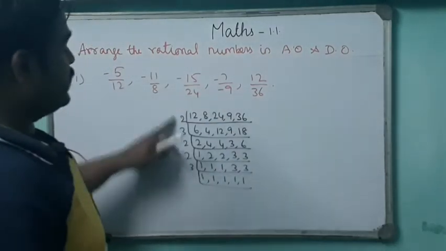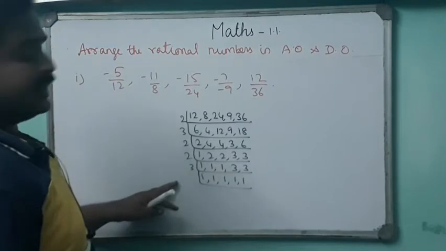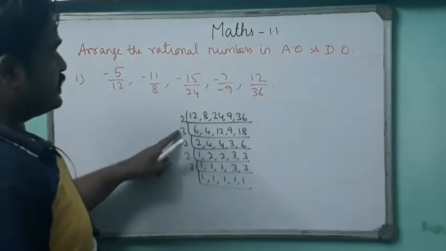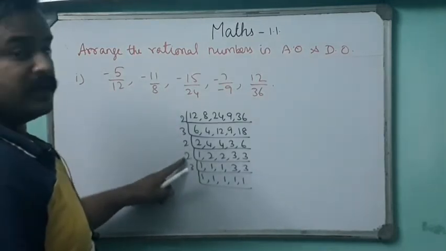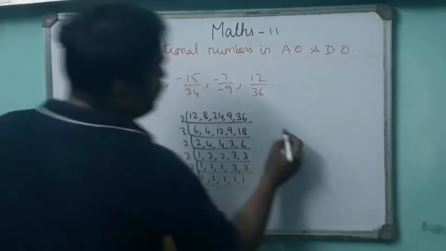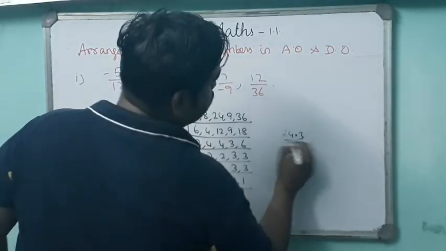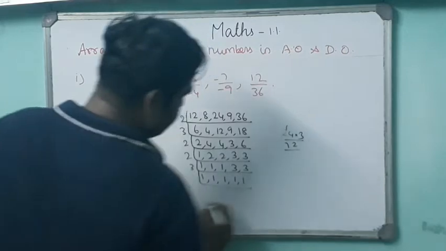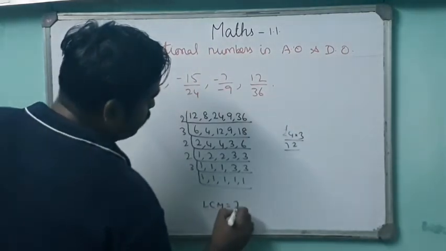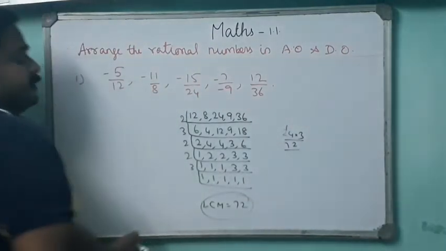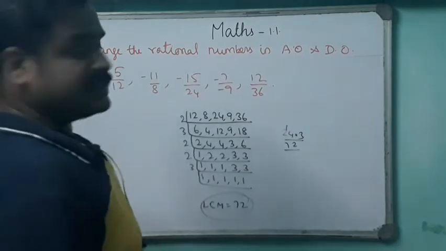As you can see, the multiplication of these will be the answer. So 2 3s are 6, 6 2s are 12, 12 2s are 24, 24 into 3. 24 into 3 is what? 72. Therefore, LCM equals 72. This is going to be the LCM. So all the denominators are going to be 72 now.